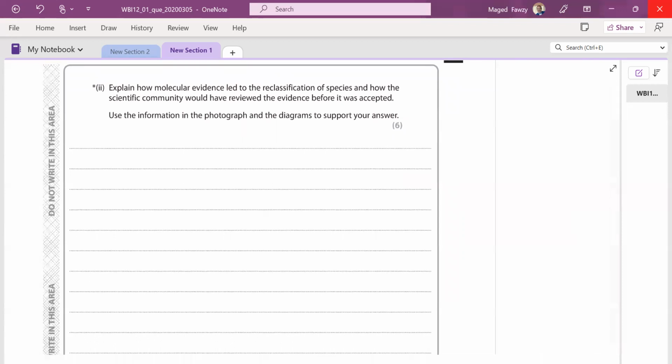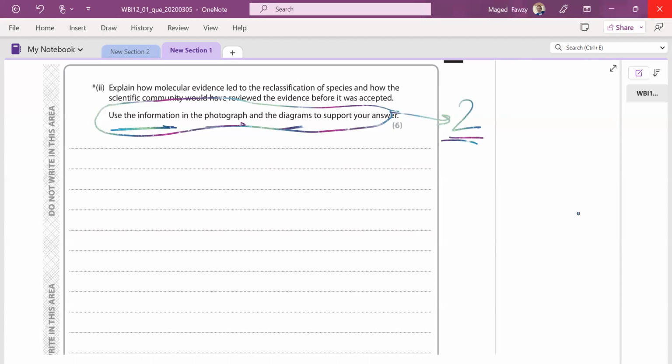He wants you to explain how evidence led to the reclassification of species and how the scientific community would have reviewed the evidence before it was accepted. Use the photograph and the diagrams to support your answer. This part alone guarantees you a minimum of 2 marks out of 6, because you have to use information and you have to use data from the graph.